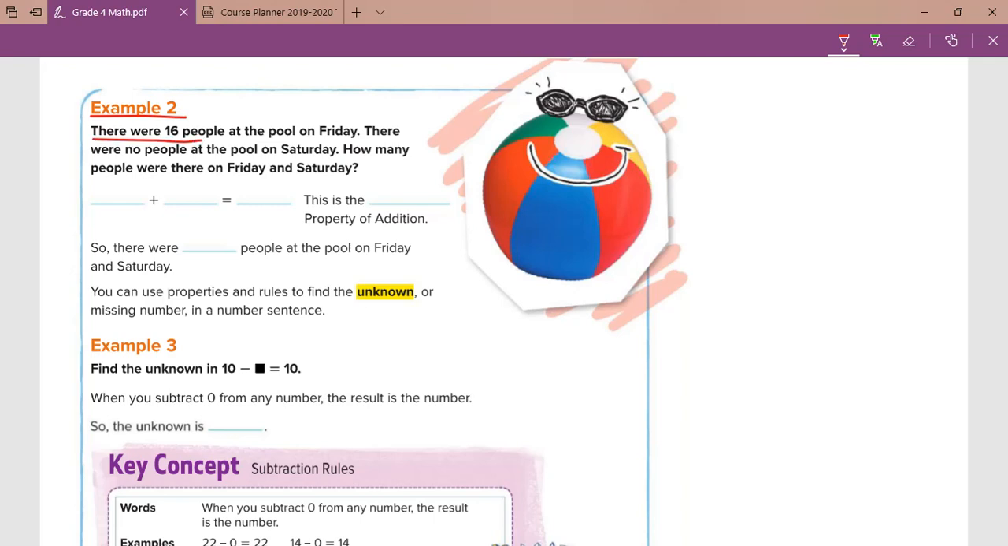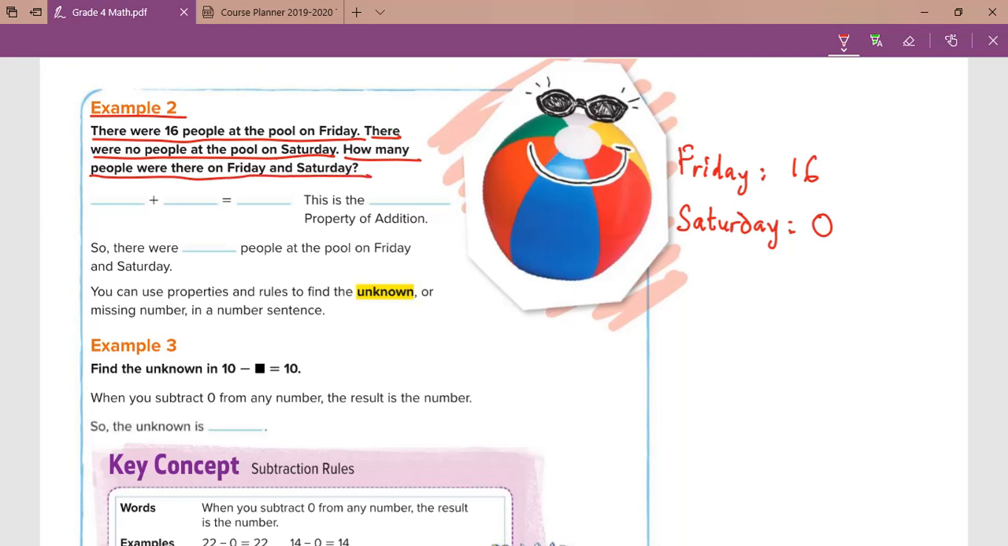There were 16 people at the pool on Friday. So on Friday, we have 16 people. There were no people at the pool on Saturday. So on Saturday, it says there were no people. So in mathematics, no people can be written as 0. So the question says, how many people were there on Friday and Saturday? And in mathematics "and" means plus.